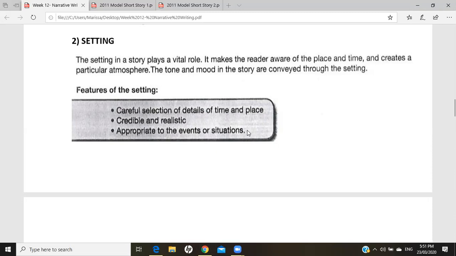So you need to be careful when you're selecting the simple details like the location, the time, even the minor events that you include in the story, but everything needs to be intertwined and related to have that overall effect on the reader.